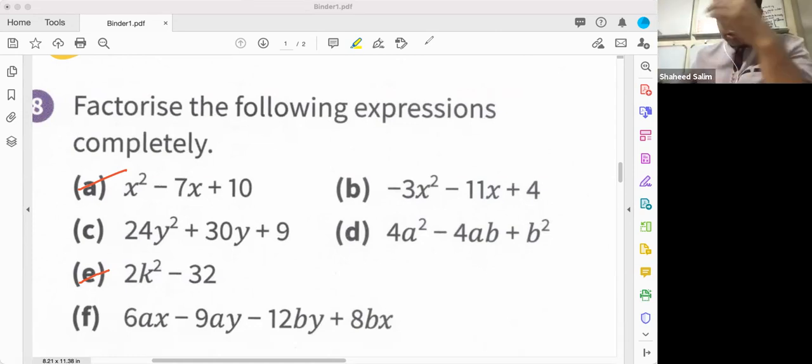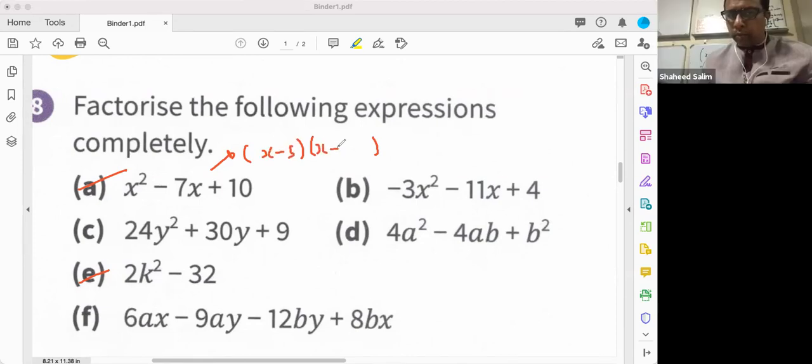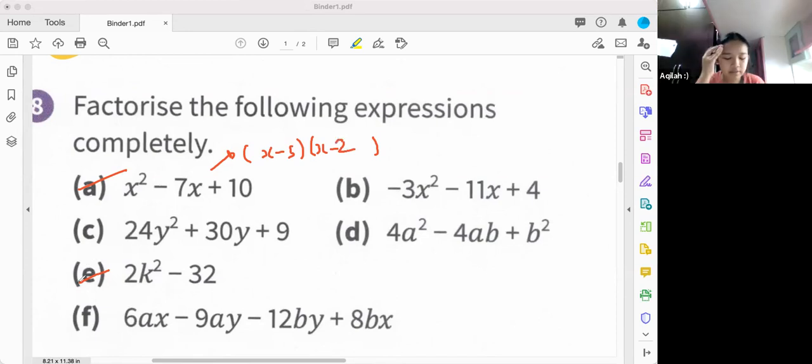Sorry, x, what's the factorized version? x minus 5. Okay, good. And then x minus 2. Yeah, well done. Okay, I thought you said find the x.